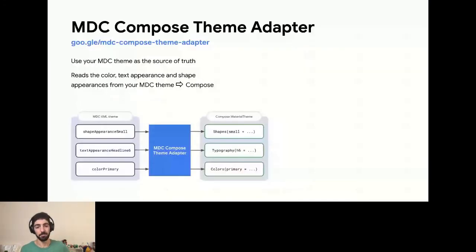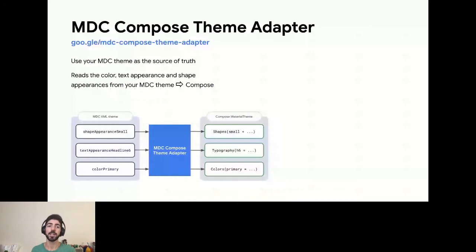But this is not possible at the moment due to the limitations of the view system, because you cannot create themes at runtime or dynamically. Everything needs to be static in the XML. So instead, we published a new library called MDC Compose Theme Adapter that you can use your view theme, your MDC theme, as the source of truth. And that's going to read your colors, text appearances, shapes, etc.